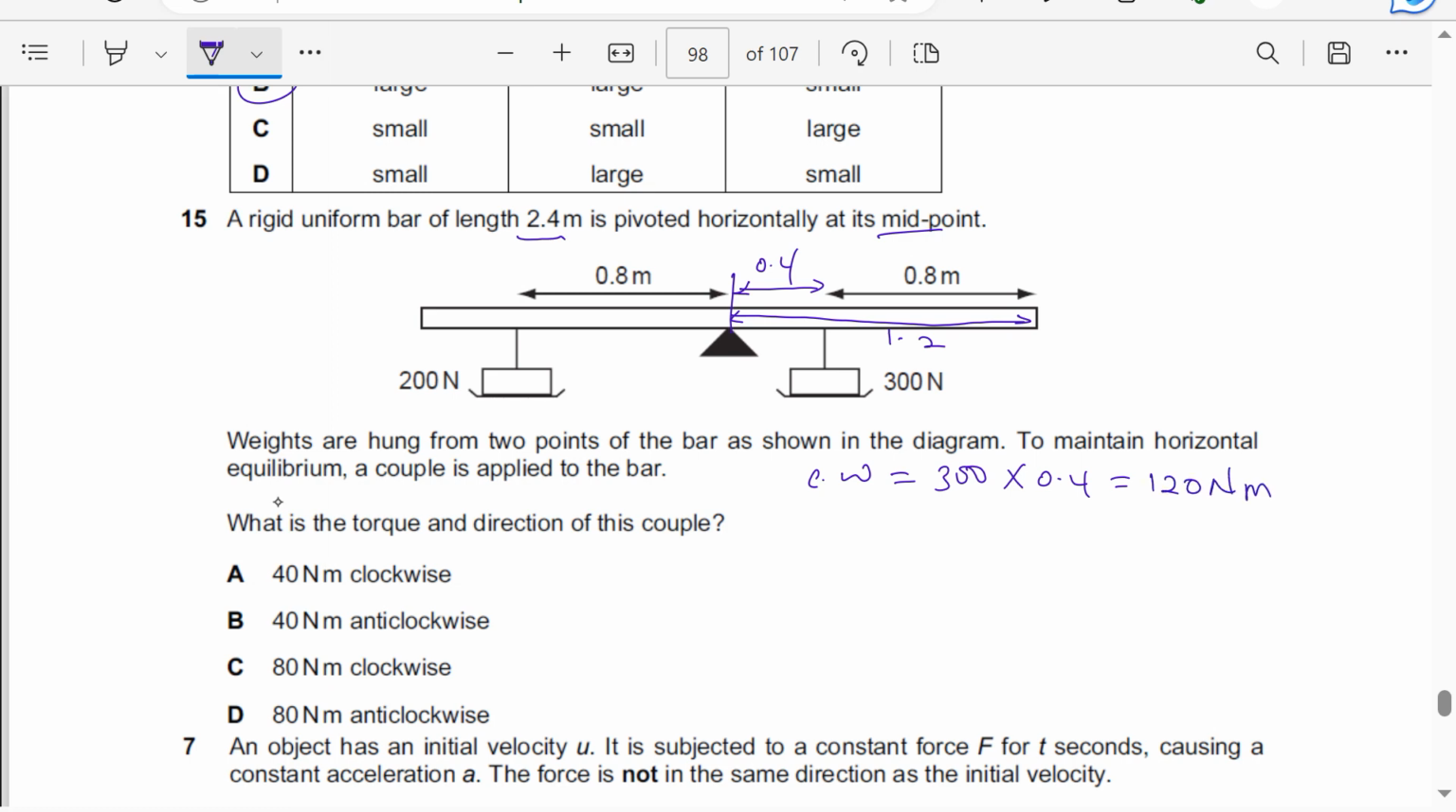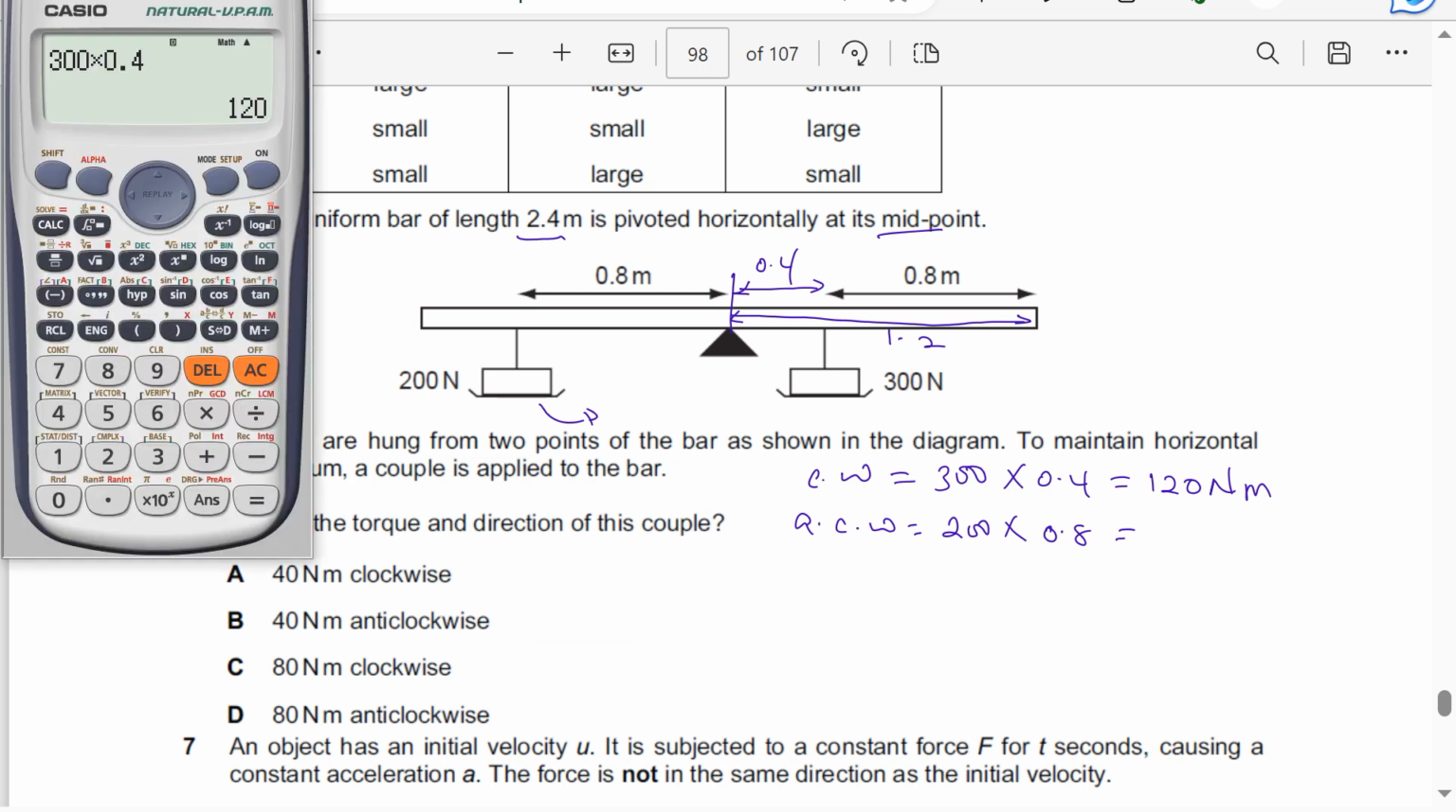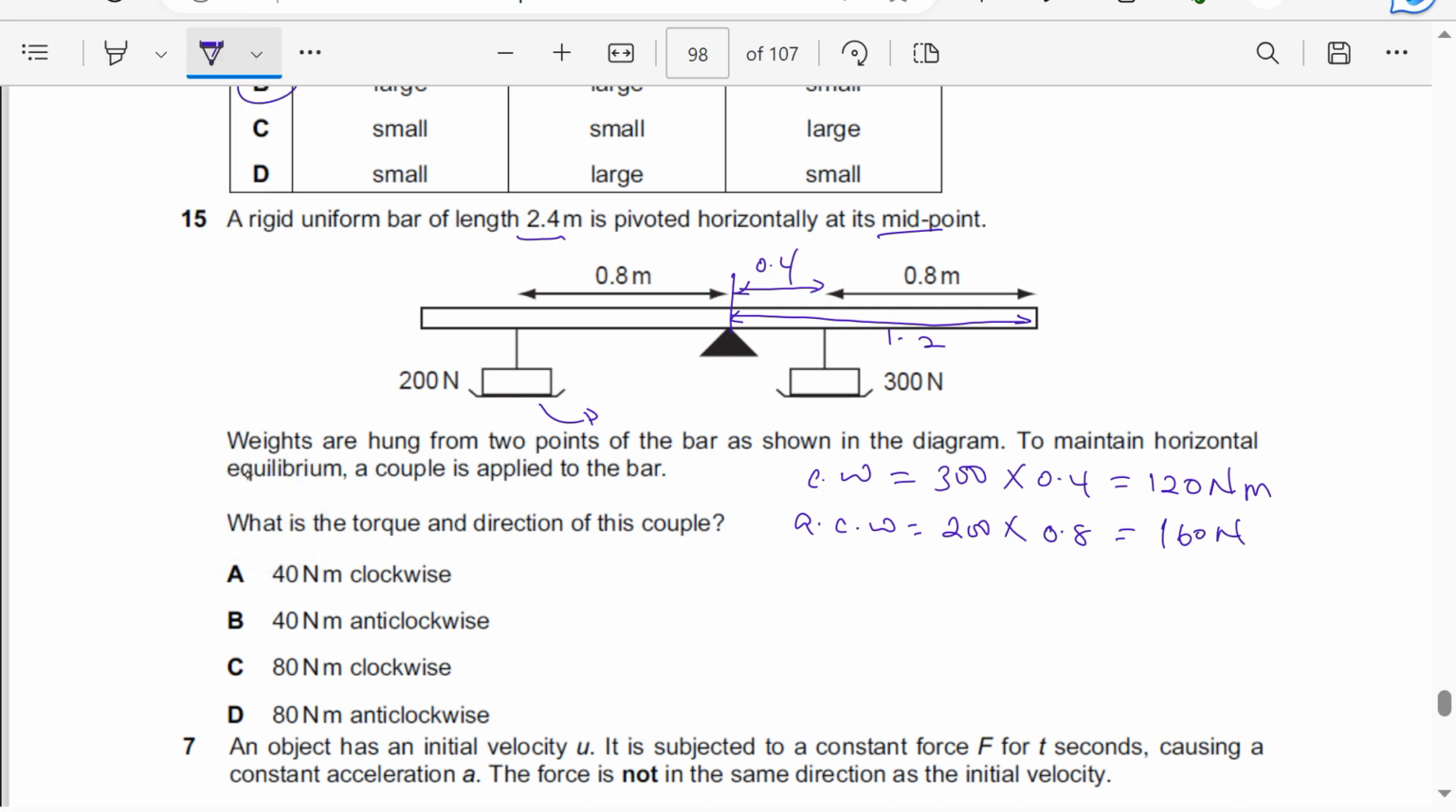That is clockwise. For the anti-clockwise moment, we have 200 times the perpendicular distance, which is 0.8. So 200 times 0.8, that is 160 Newton meters. So the resultant is equal to 160 minus 120, which is 40 Newton meters, and the resultant is anti-clockwise. To maintain horizontal equilibrium, a couple must be opposite to this.